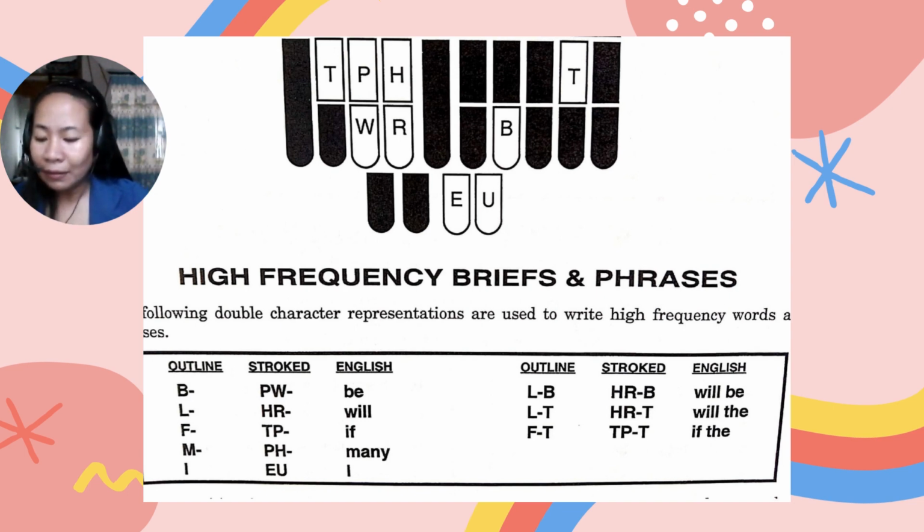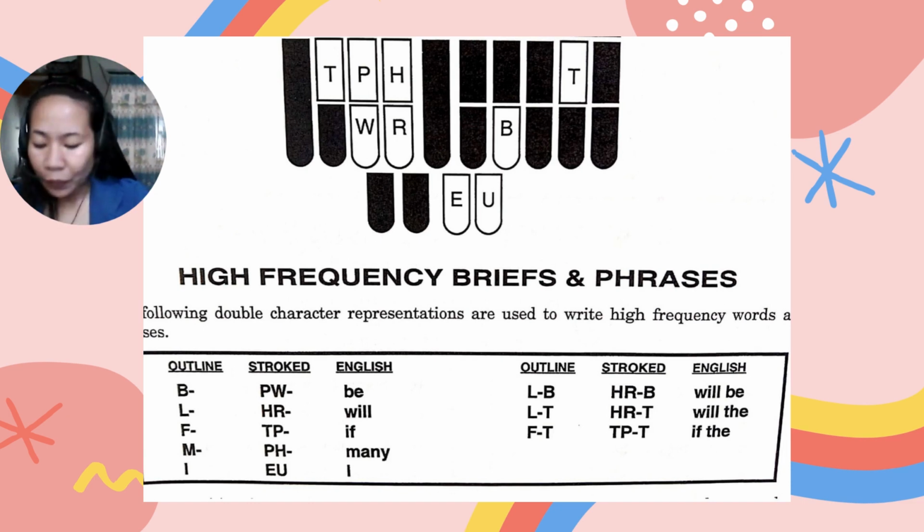For the initial L, we have the stroke HR, and that already represents the word will. For initial F, you are going to press T and P, and that will represent the word if. For initial M, you're going to press PH, and that already represents the word many. For initial I, as we mentioned in our previous lesson, it will have the letters E and U, and that also represents the word I.